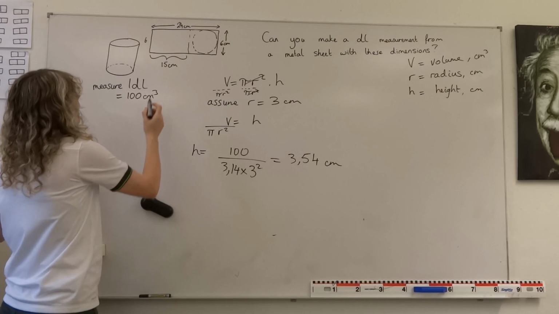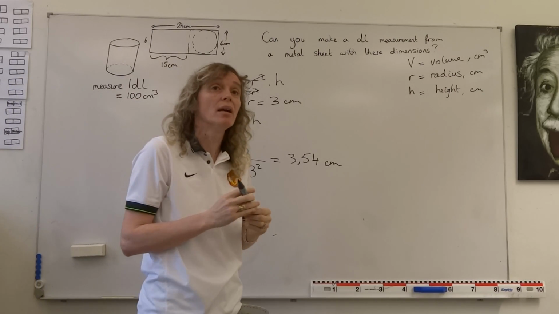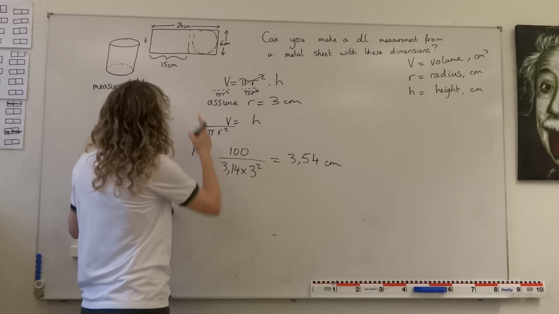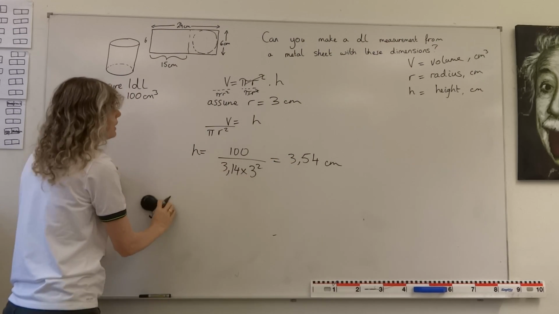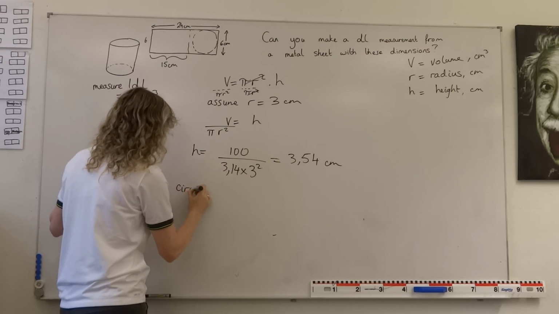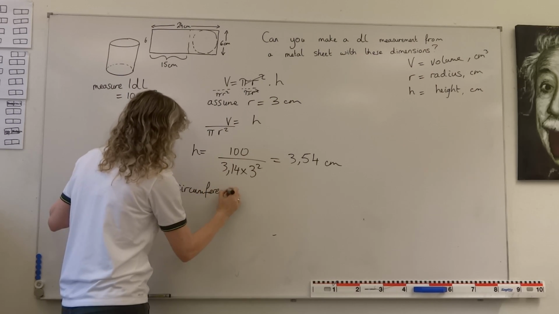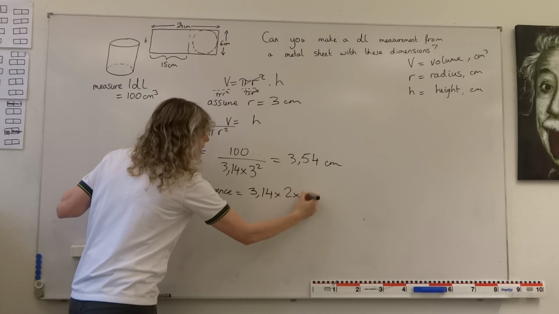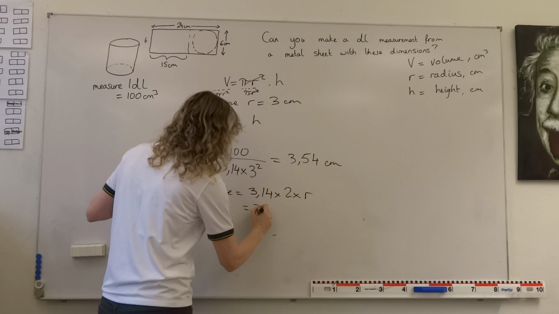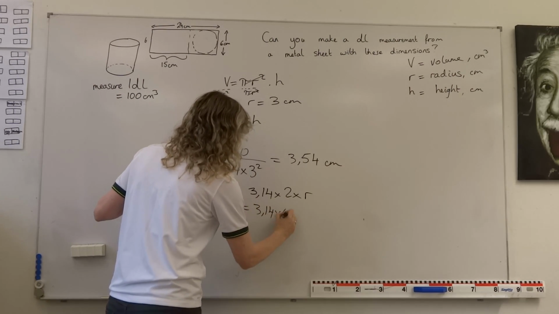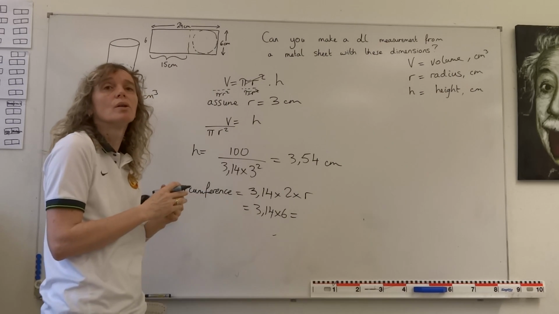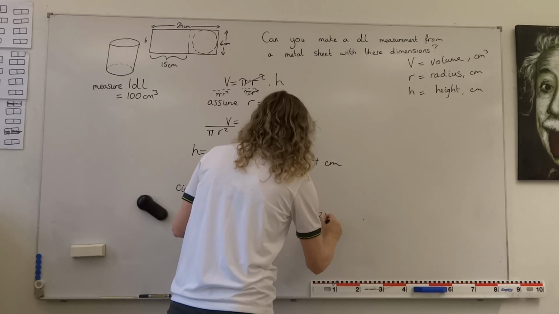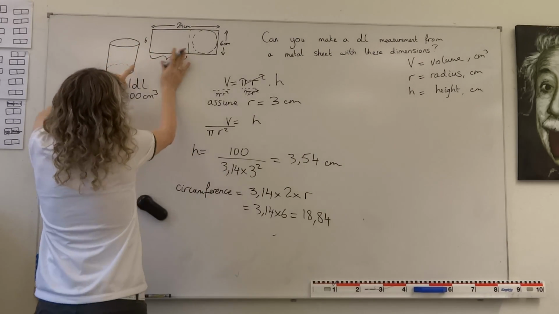We don't need very much of the height. But is that going to be enough then? Are we going to have enough sheet if we go that way? So what we need to work out now is the circumference that we're going to need for this. The circumference is pi times d, 3.14 times 2 times the radius, which is 3.14 times 6 equals 18.84.